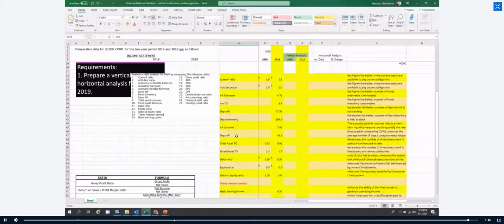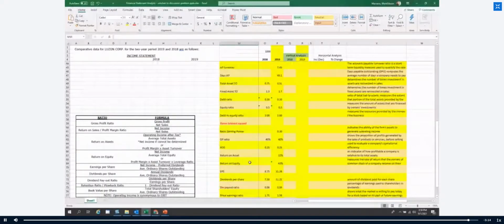Just take note of those tips on how you can easily memorize or remember these types of ratio. So that ends our discussion on financial statement analysis.